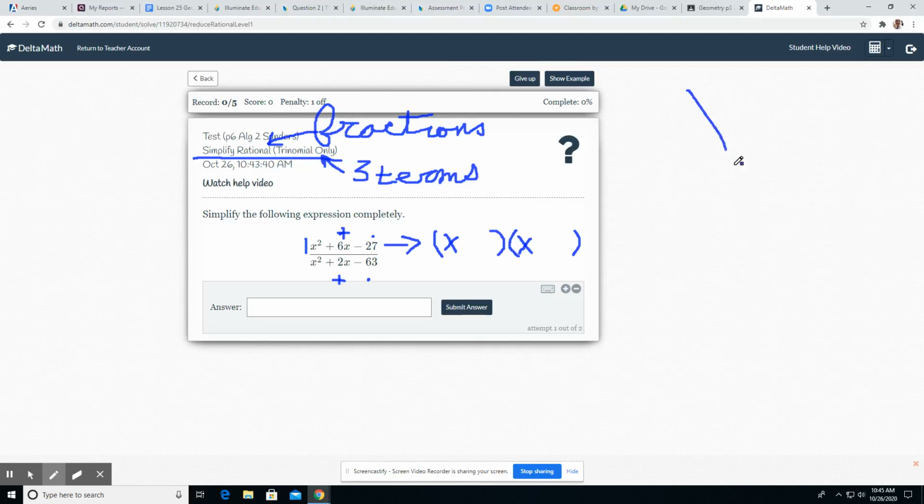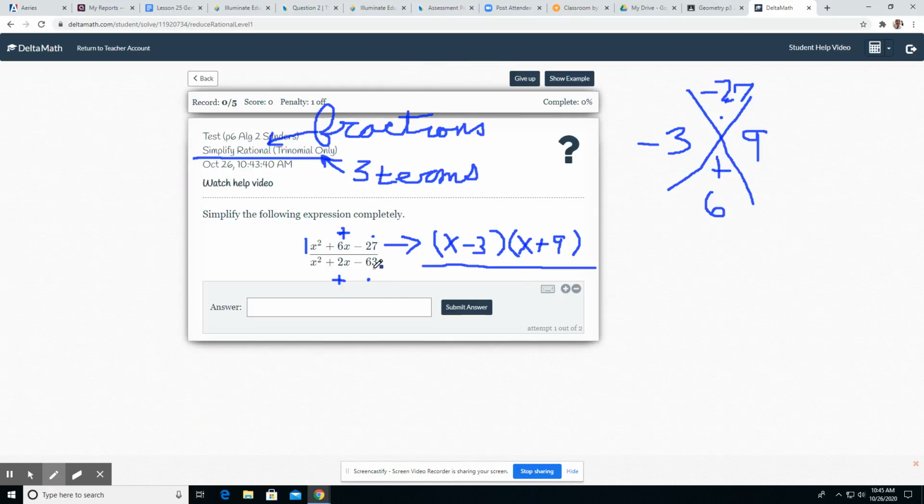Add to be 6. And remember, if you need help, you can always make a diamond problem out of it. Negative 27, and they add to be 6. It's going to be 9 and 3 as the combination. And then I'm always careful, I just double check. They add to be a positive, so the smaller one's negative. So a negative 3 and a positive 9. And remember, it doesn't matter which one's first. That's the top.